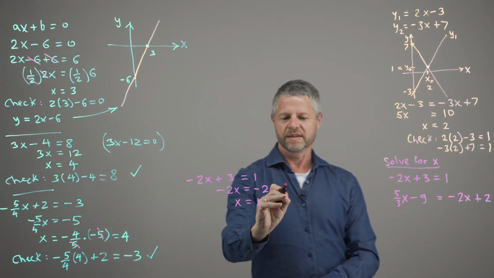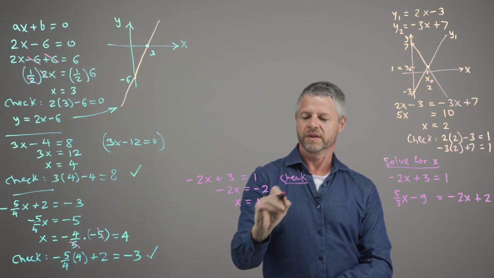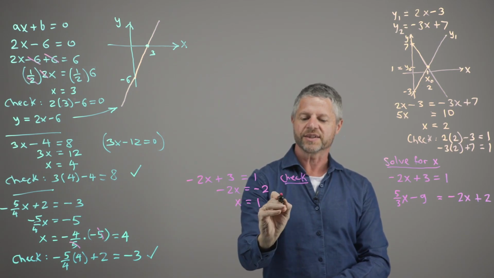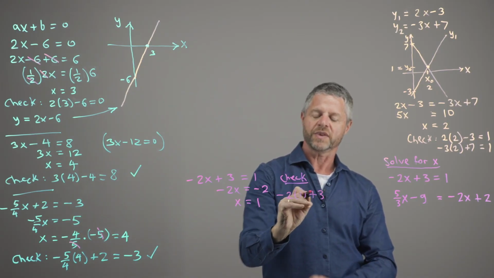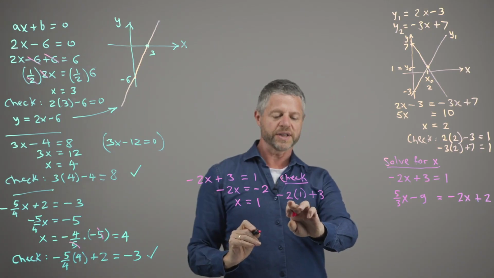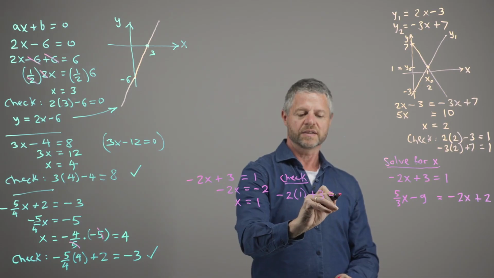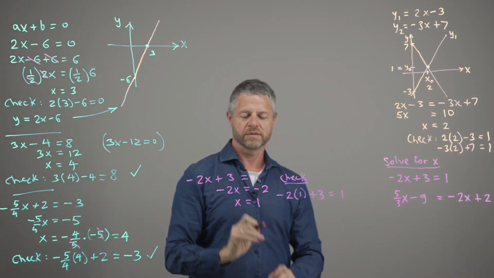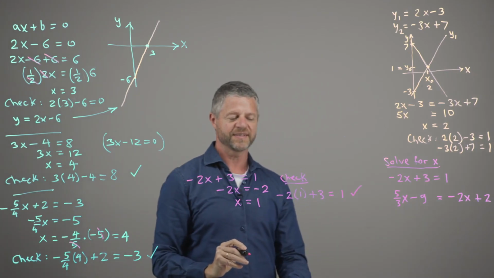And then let's check. So we'll plug in the value x equals 1 into our equation. And minus 2 times 1 is minus 2. Minus 2 plus 3 is plus 1, which is what we were hoping it would be, so that's okay.